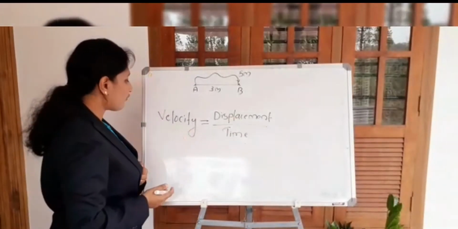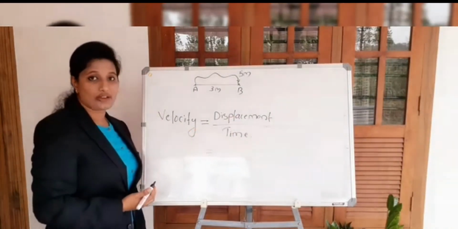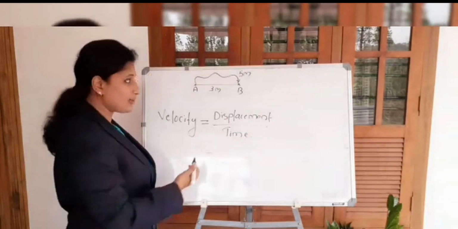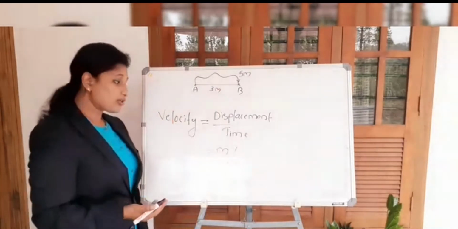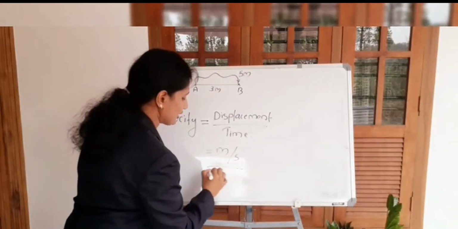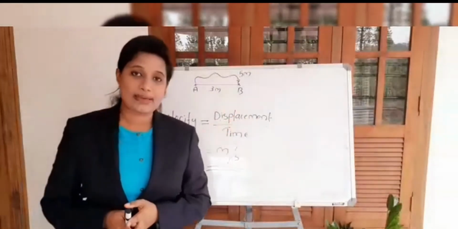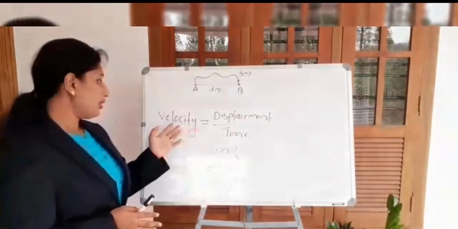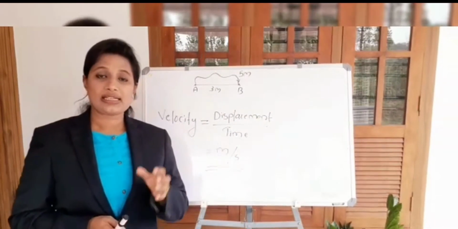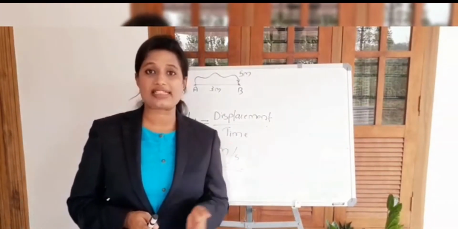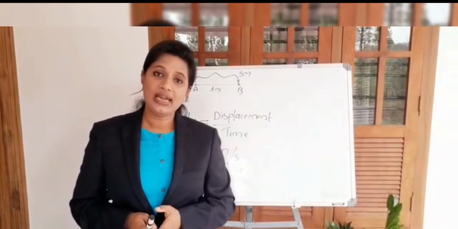Then coming to the unit of velocity. The unit of velocity is equal to the unit of displacement divided by the unit of time. What is the unit of displacement? The SI unit is meter, and the unit of time is seconds. So the velocity unit is meter per second. Displacement is a vector quantity, so velocity is also considered a vector quantity. In the case of speed, speed is always represented in terms of distance. Distance is a scalar quantity, and similarly, speed is also a scalar quantity.